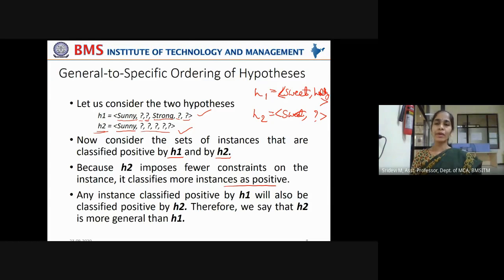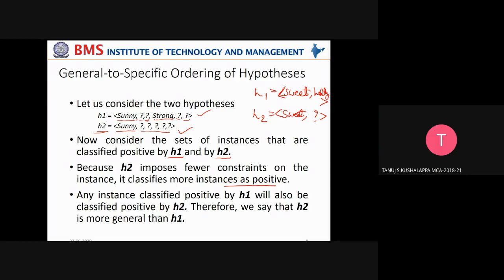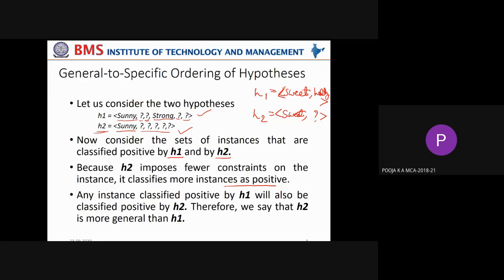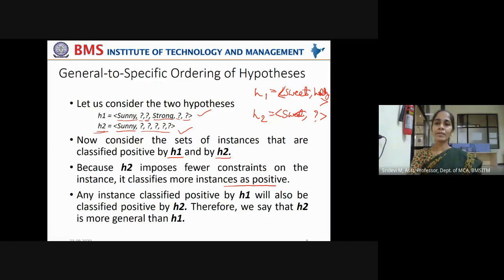Which one, H1 or H2, is applying more constraints? In which hypothesis am I giving more conditions? H1, exactly. We are giving more conditions: I want the food to be sweet as well as healthy. But in H2, I am giving fewer conditions, meaning I am more general about it. I want a sweet food, but I'm not bothered about whether it should be healthy or not.